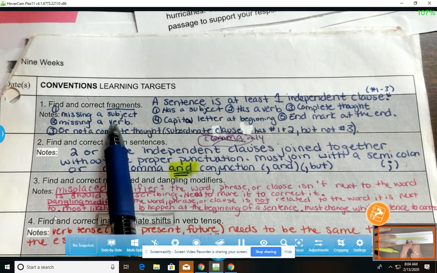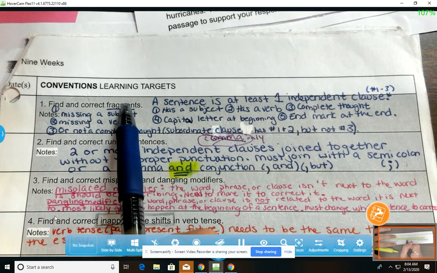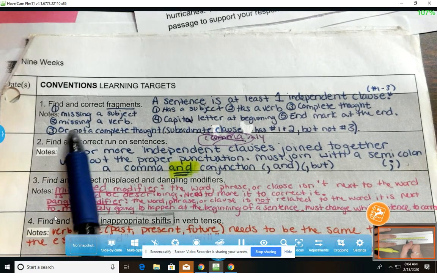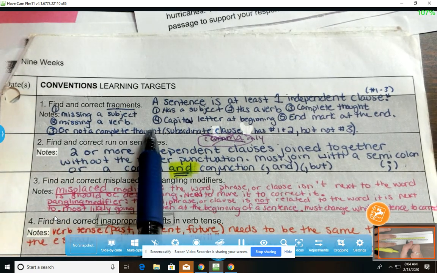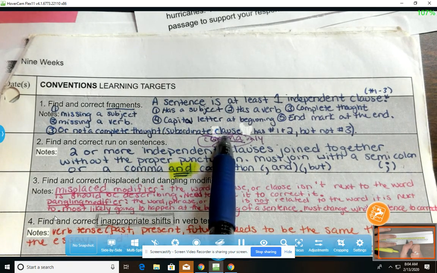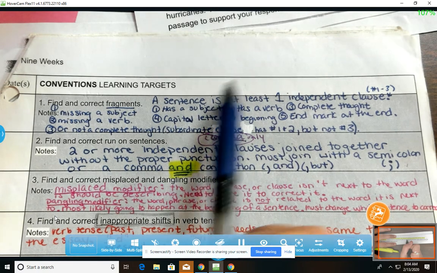Maybe we don't have an actual action verb. So if we're missing a verb, we don't have a sentence, we have a sentence fragment. Or 3, maybe we have the subject and verb, but it's not a complete thought. That scenario arises when we have a subordinate clause that's being used. Subordinate clauses cannot stand alone. They need to be joined to independent ones.